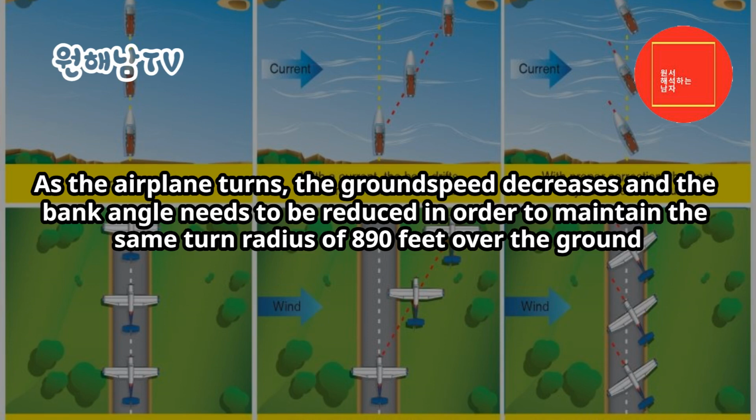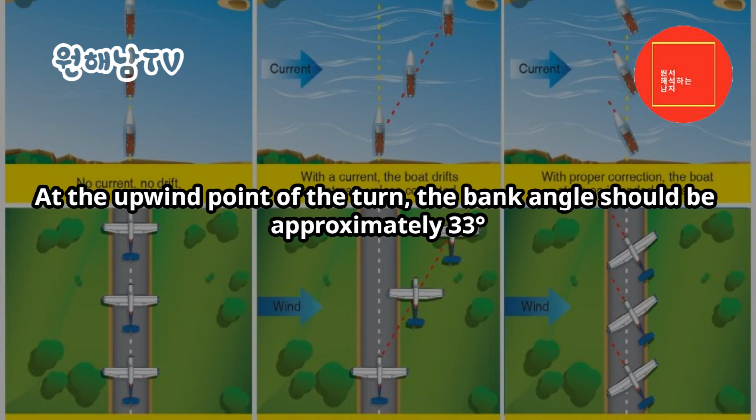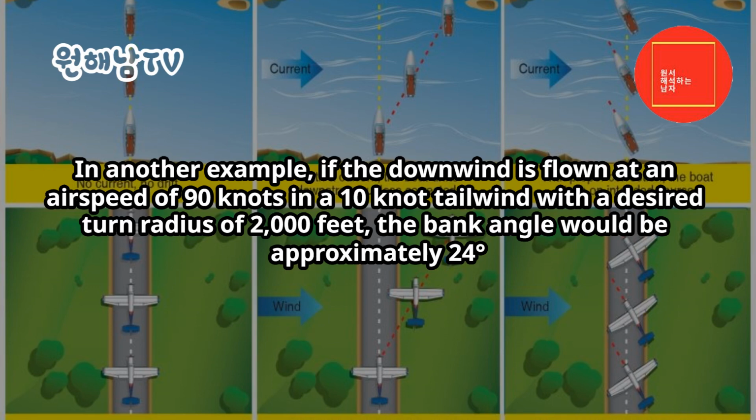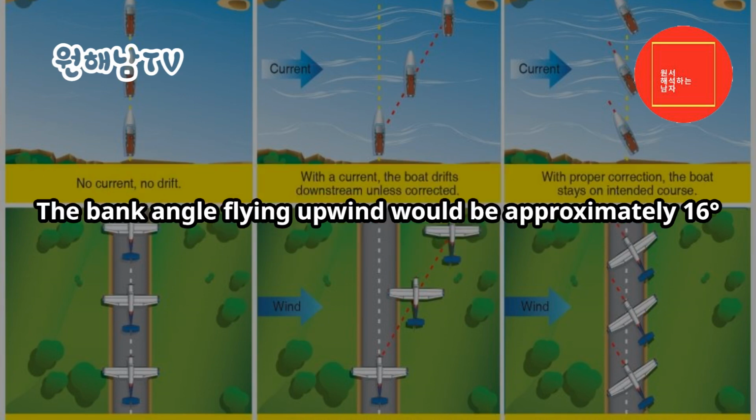As the airplane turns, the ground speed decreases and the bank angle needs to be reduced in order to maintain the same turn radius of 890 feet over the ground. At the upwind point of the turn, the bank angle should be approximately 33 degrees. In another example, if the downwind is flown at an airspeed of 90 knots in a 10-knot tailwind with a desired turn radius of 2,000 feet, the bank angle would be approximately 24 degrees. The bank angle flying upwind would be approximately 16 degrees.